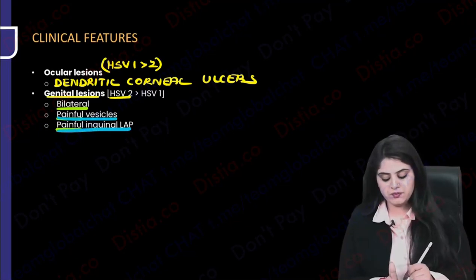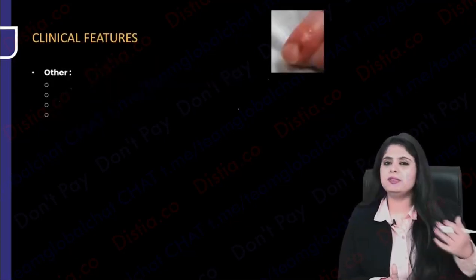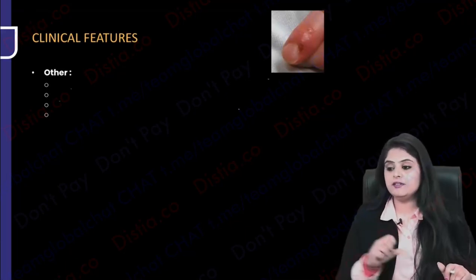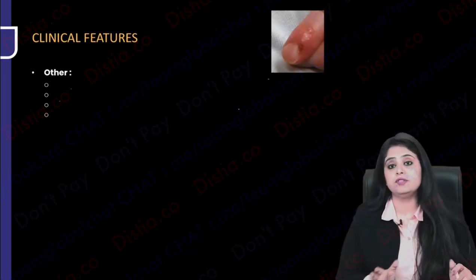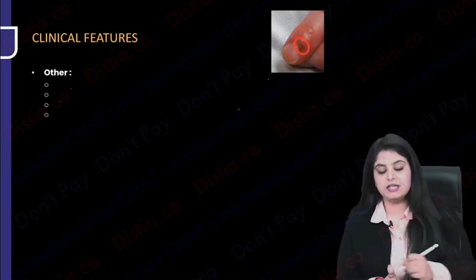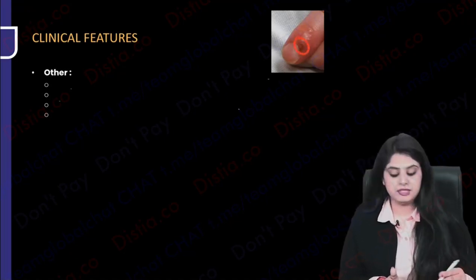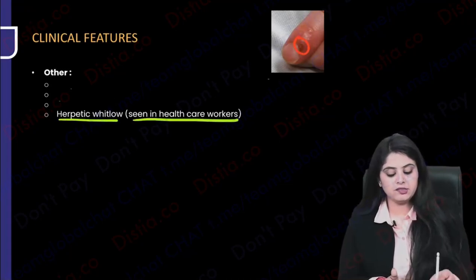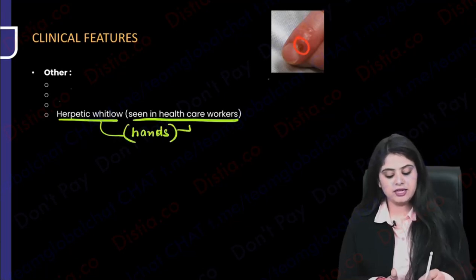Finally, we come down to miscellaneous wala. So can healthcare workers also have this? Yes, we are dealing with patients. We are handling their lesions. We can also have it. So what is that known as? So maybe this is the kind of a lesion that can come up in a healthcare worker who's dealing with patients, and that is known as herpetic whitlow. Herpetic whitlow is something which is seen in the hands of the healthcare workers, right? You've seen that, you will remember it.